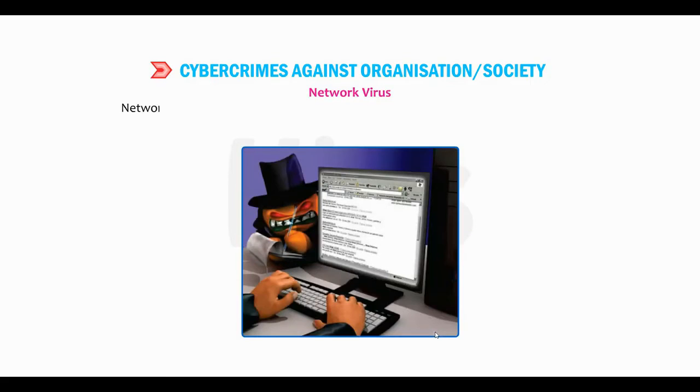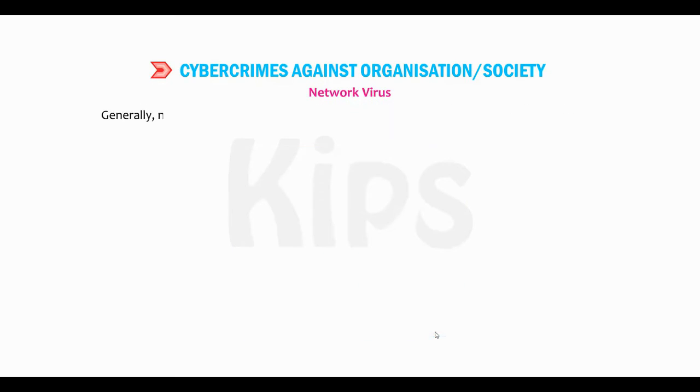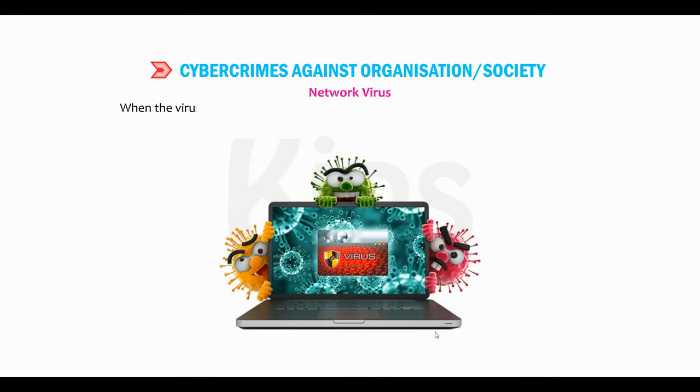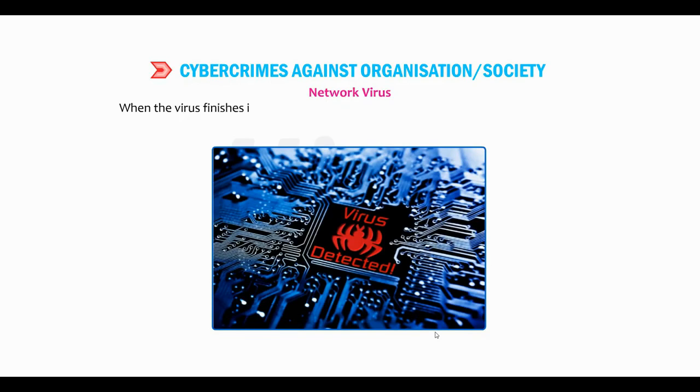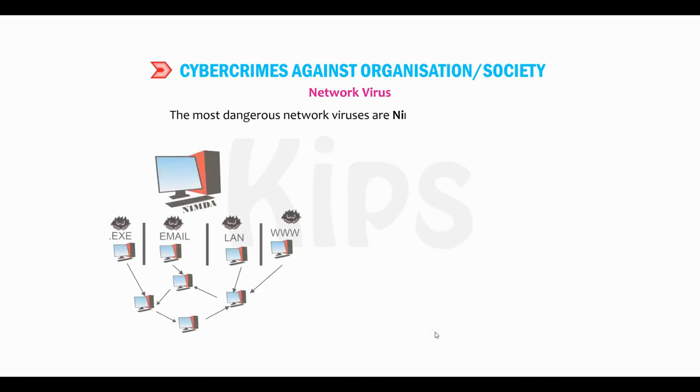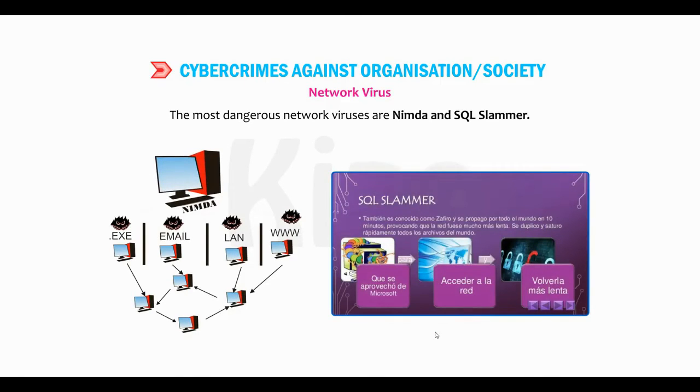Network virus. Network viruses rapidly spread through a local area network and sometimes throughout the internet. Generally, network viruses multiply through shared resources, that is, shared drives and folders. When the virus infects a computer, it searches through the network to attack its new prey. When the virus finishes infecting that computer, it moves on to the next and the cycle repeats itself. The most dangerous network viruses are NIMDA and SQL Slammer.